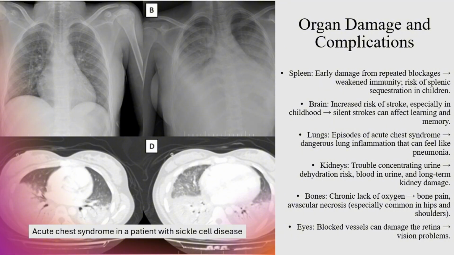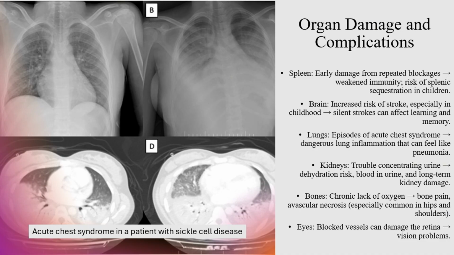Sickle cell also affects the kidneys, specifically the nephrons within the renal medulla. Because the sickle cells tend to get stuck within the vasa recta, within the loop of Henle, it causes quite the struggle to concentrate the urine. This basically means that patients dehydrate easily. They may have blood in their urine, and over time, they may develop chronic kidney disease.